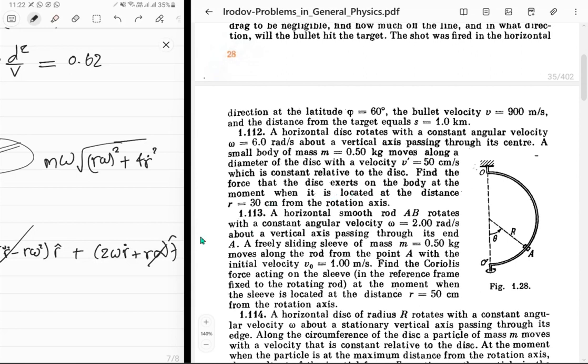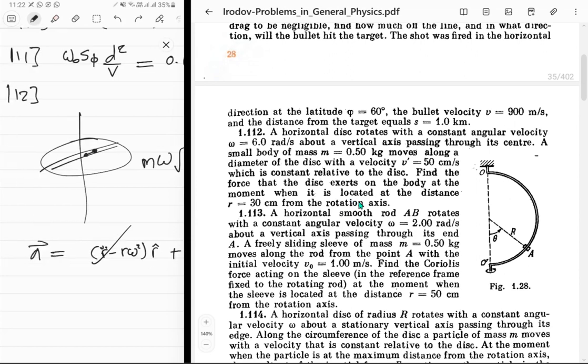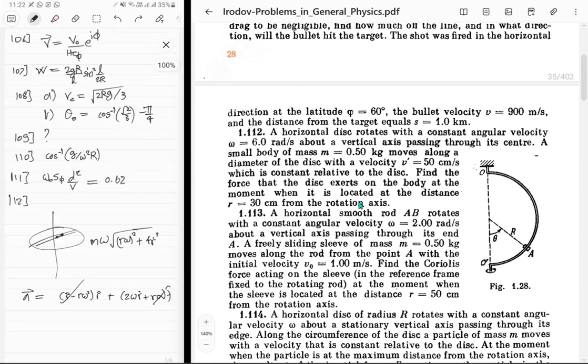At the moment when it is located at a distance, r is given, omega is constant anyway, and r dot is just the velocity that they gave us, so it's doable. Fine, figure out what this thing is. So omega is, actually, you know what, just write it like that.